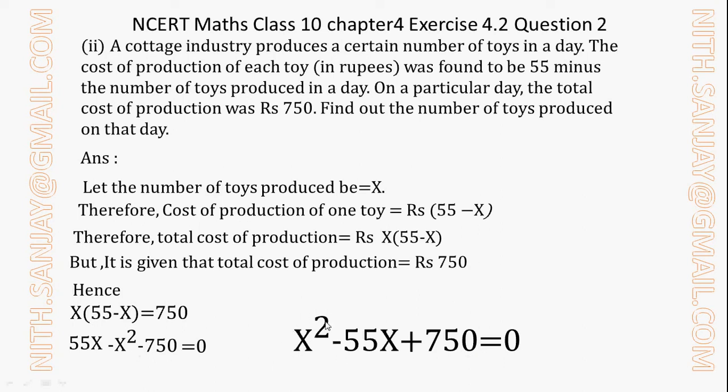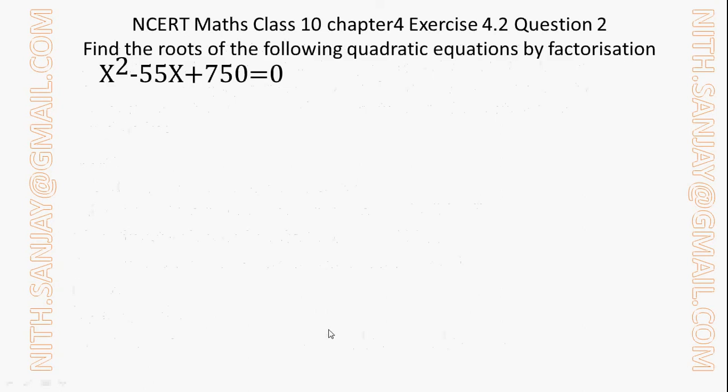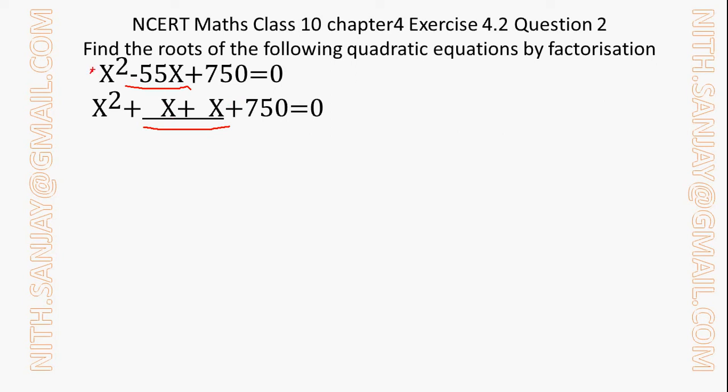Because I need this x square as a positive term, this is just a rearrangement, right? Now we will solve this equation, which we have derived from the statement, by using the factorization method. In the factorization method, again we will do the same thing. We will split this middle term into two terms in such a way that if I add them, I should get minus 55, and if I multiply them, I should get the multiplication of the coefficient of x square and this constant term, right?